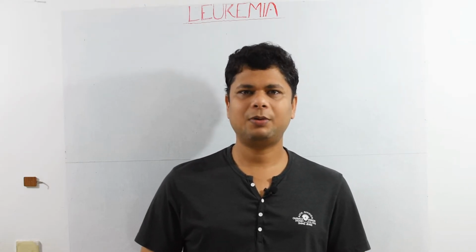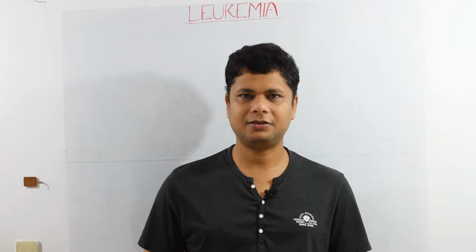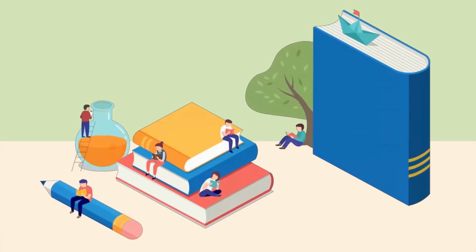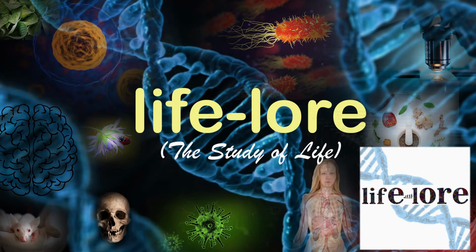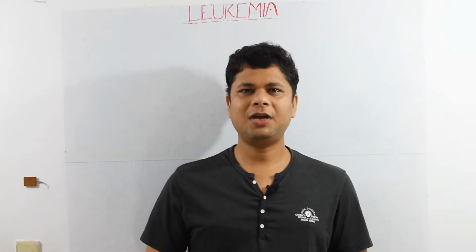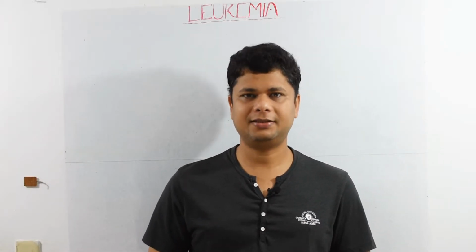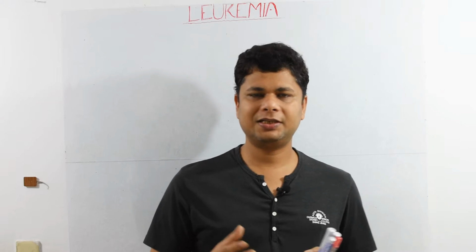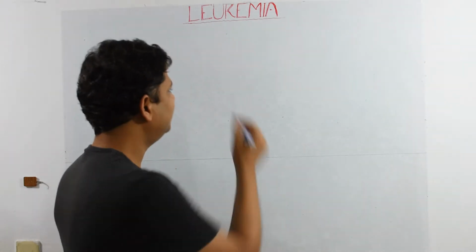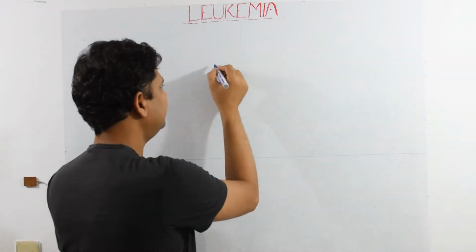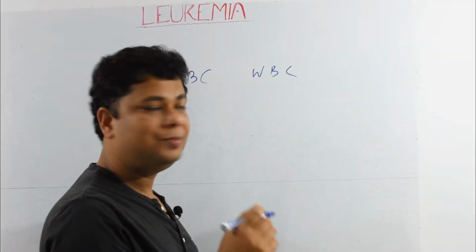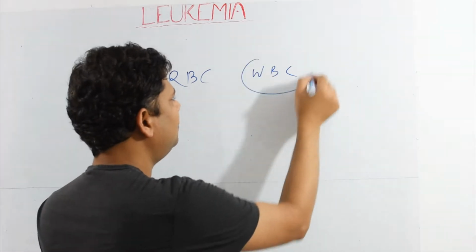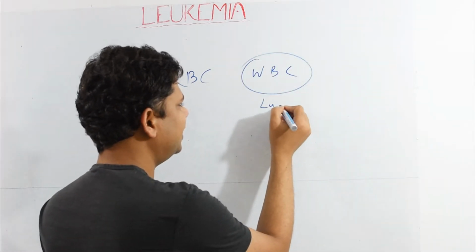Today we are going to discuss leukemia, or blood cancer. So what is leukemia? It's the cancer in blood cells. So what are the blood cells present in your blood? We know that there are two kinds of blood cells, RBC and WBC. So leukemia is the cancer in WBC, or you can say leukocyte.